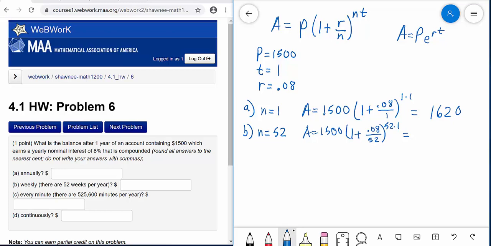So this expression, when evaluated in a calculator, should be close to 1620, but each compounding will add a little bit more interest, so you should get a slightly bigger answer, and we do. We get $1,624.83. So we're rounding to 2 decimal places because this is dollars and cents.